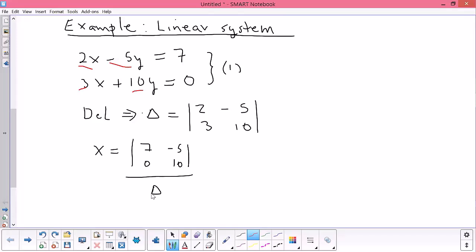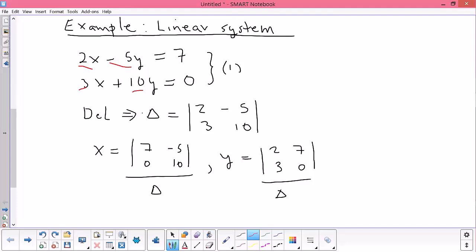I'll do this again for another one. Suppose you wanted to find y. But first, let's look at what we're defining here. Remember, y is the variable in the second column. I will go to your del and replace the second column by 7, 0. I will keep the very first column, so 2, 3. But now the second column becomes 7, 0, and I will divide that by the del.